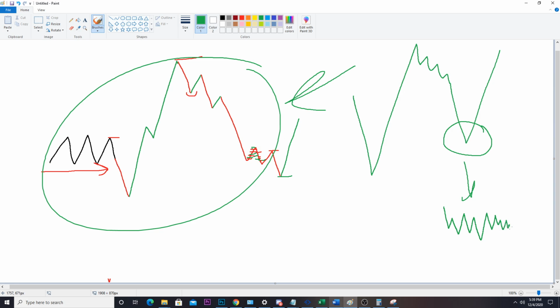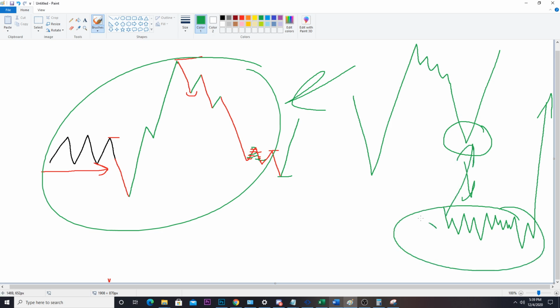Maybe some move in here, right? This spring, here's your test, and then it takes off, right? So this all could be the thing happening in here, right? It could look like that, or this thing alone on a lower time frame would look like that Wyckoffian accumulation.